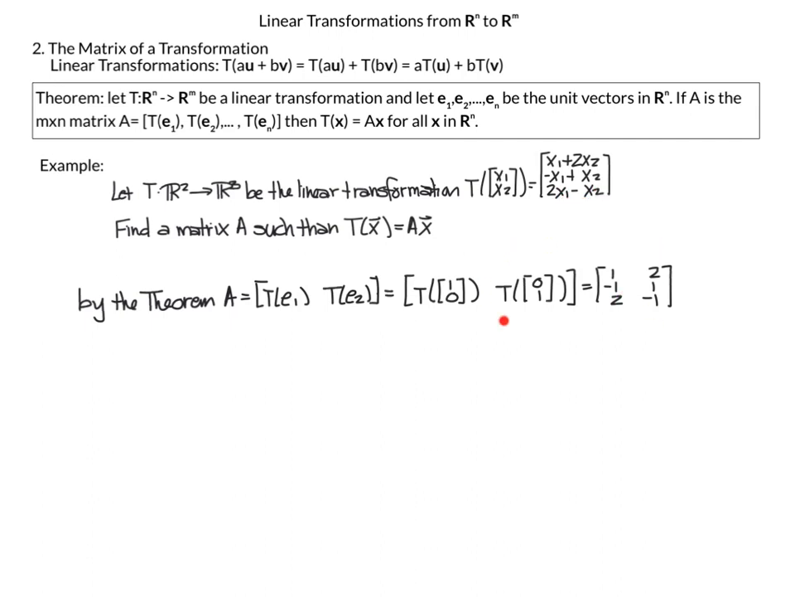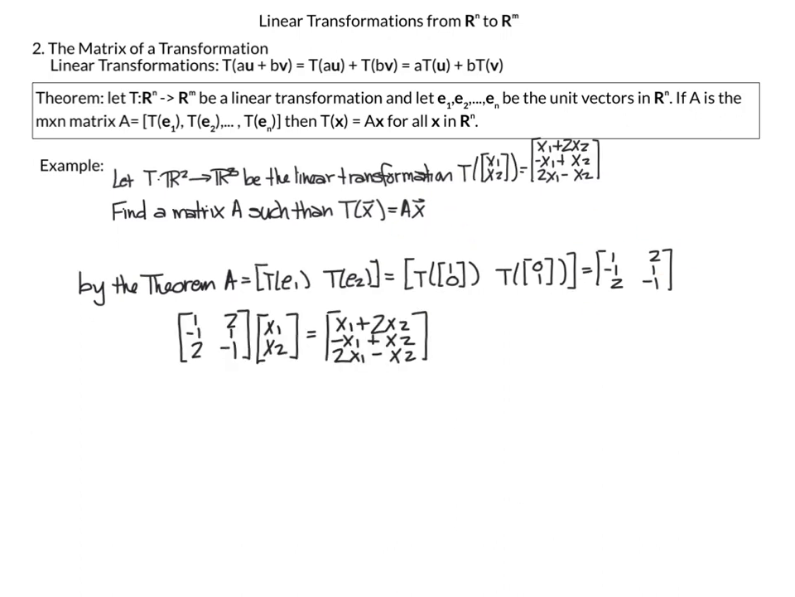For our second column, we're going to use our second basis vector, (0, 1). So plugging in (0, 1) here, I get 0 plus 2. Plugging it in here, I get 0 plus 1. And here I get 0 minus 1. So this is my matrix that represents this transformation. And I can verify this matrix represents the transformation by multiplying by a vector in R2, (x1, x2), and I can see I get the exact same definition of the transformation.